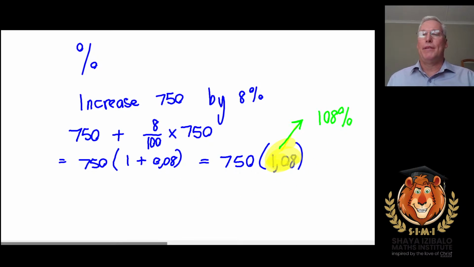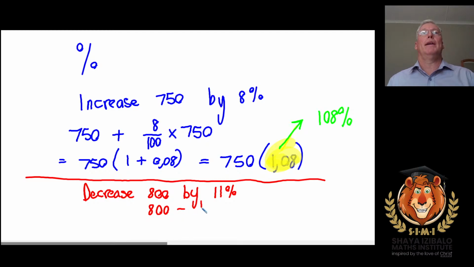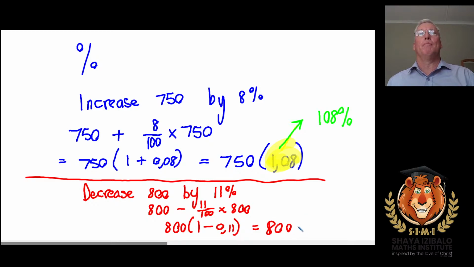Now, while we're here, I just want to quickly do a similar thing, but with a reduction. If I said to you, let's decrease, say, 800 Rand by 11%, then what we would do is take our 800 and take away 11% of 800. Once again, if we factor out the 800, we actually get 1 minus 0.11. And we in fact end up with our 800 being multiplied. Again, we've got a multiplier. This time our multiplier is 0.89.